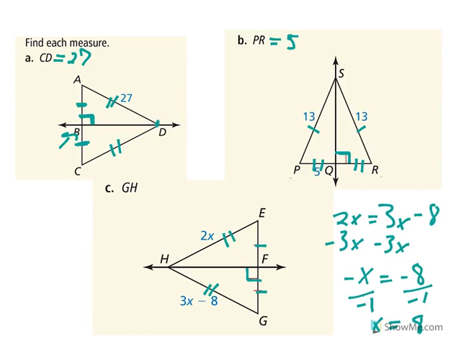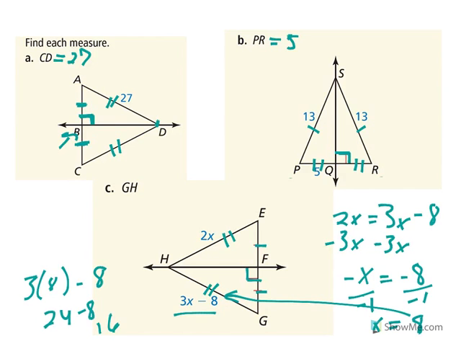But if you notice, my problem didn't ask for x, it asked for GH. So GH is this length here of this 3x minus 8, so I'm going to plug it in, substitute, so I get 3 times 8 minus 8. So I get 24 minus 8, so I get 16.